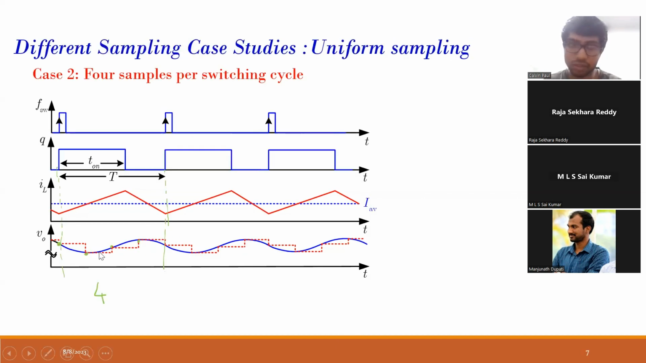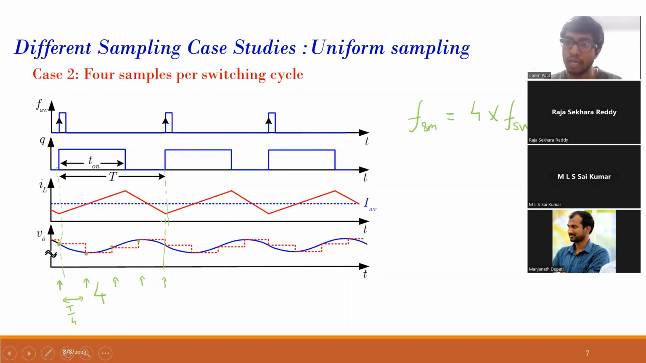So I have taken 4 samples per cycle, and when I take a sample, I will give a clock command here, another command over here, another sampling command here, and one more, and one more. So the time for the sampling command will be T by 4. The frequency of the sampling signal will be 4 times the switching frequency of the converter. Let us assume the converter is operating at 1 kilohertz.